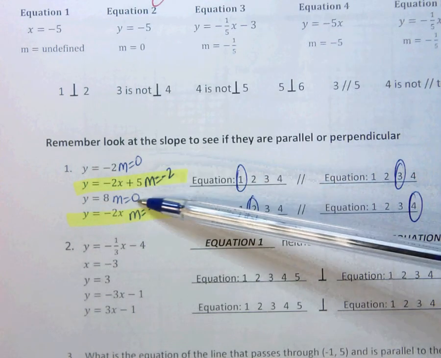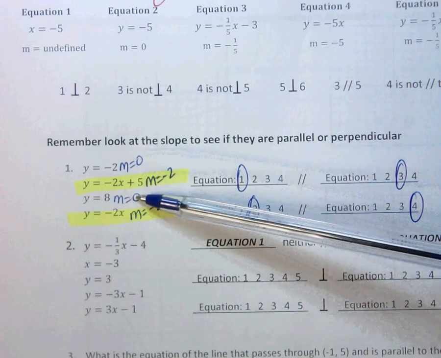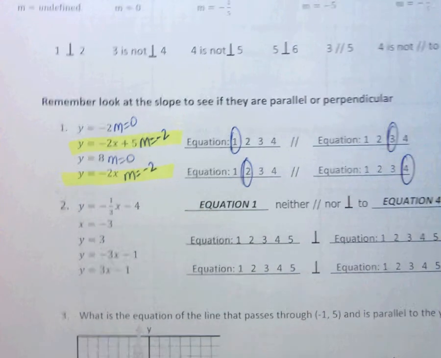So now let's do the next one. Slope 0, slope 0, slope -2, slope -2. These are parallel, these are parallel. Number 2, I'm looking for perpendicular.